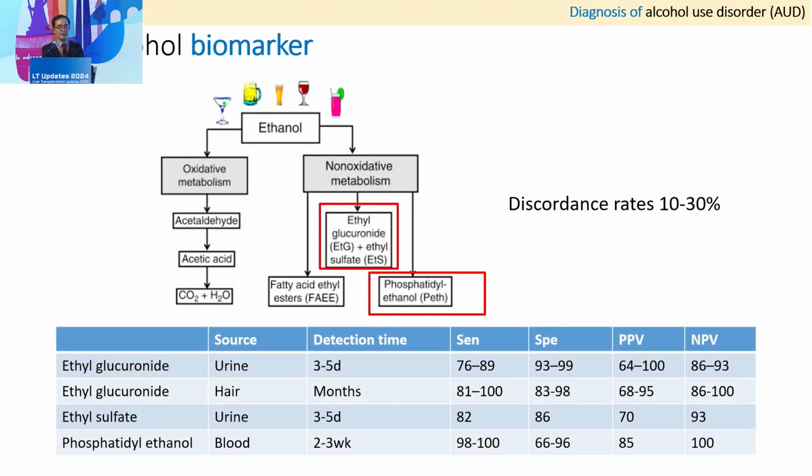Alcohol biomarkers provide critical insights into alcohol consumption. Non-oxidative metabolites like ethyl glucuronide and phosphatidylethanol are key indicators. They can be detected in urine, hair, or blood for varying periods. Accuracy depends on sensitivity and specificity, helping to confirm alcohol use even after days or weeks.